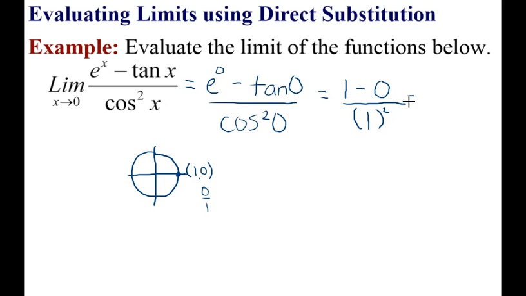If we continue to evaluate, on the numerator, 1 minus 0 is 1. 1 squared on the denominator is 1. And 1 divided by 1 is 1. So that means the limit of (e to the x minus tangent of x) divided by cosine squared of x, as x approaches 0, approaches the value of 1. So the limit is 1 in this case.